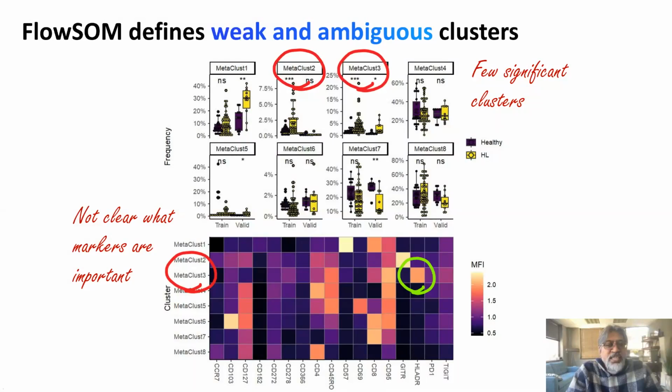But even so, this heat map is just showing median fluorescence intensity. And so it's hard to know if something is truly positive or if it's dim, it's hard to interpret these heat maps. And you really don't know which of these markers are important, because the heat map shows all of the markers in the panel and the expression across clusters, but you don't know which of those is most important to defining the difference between the patient groups. So ultimately, FlowSum was dissatisfying to us.